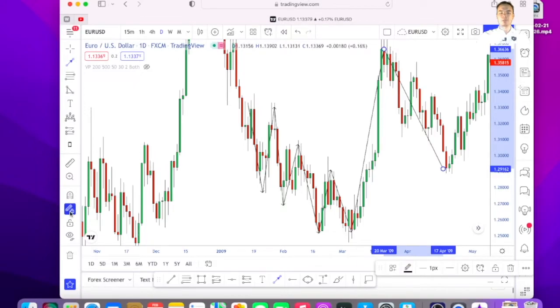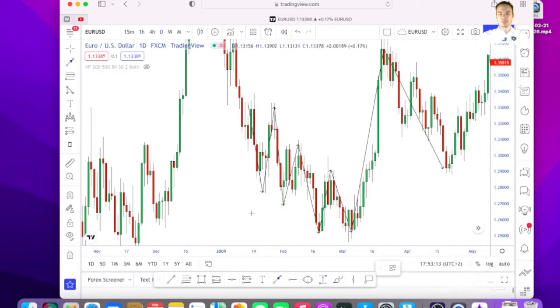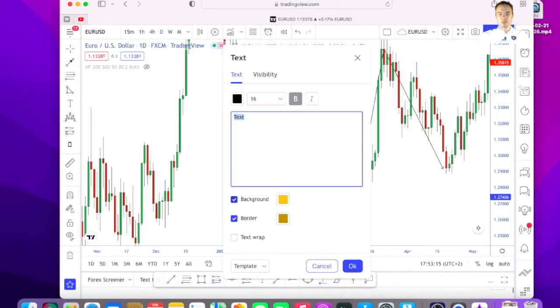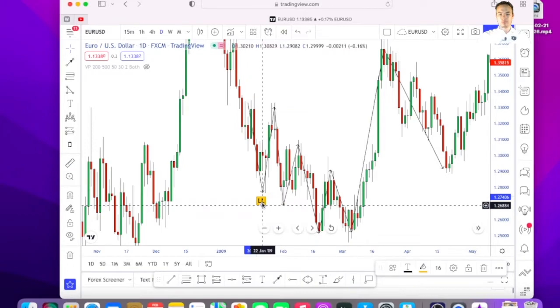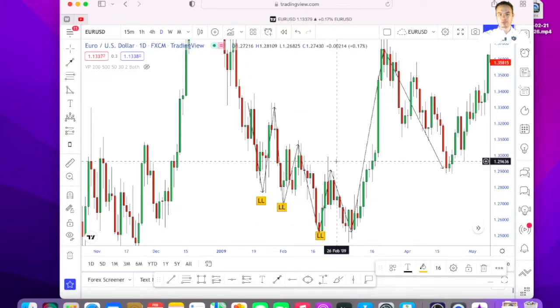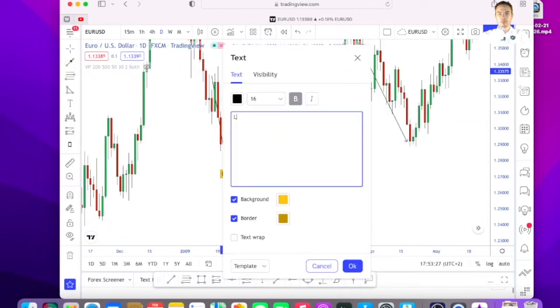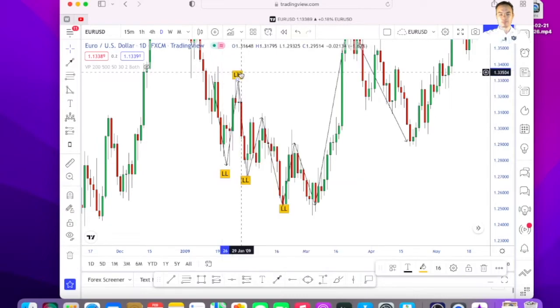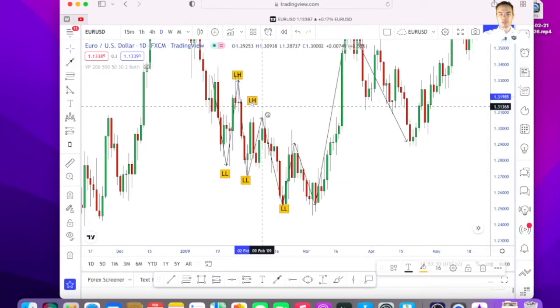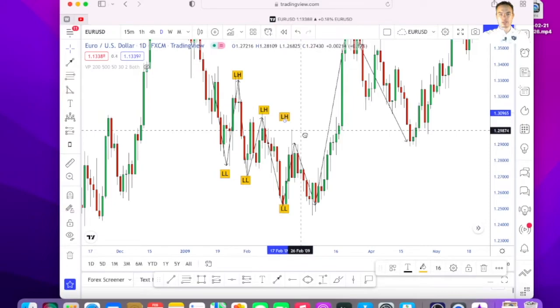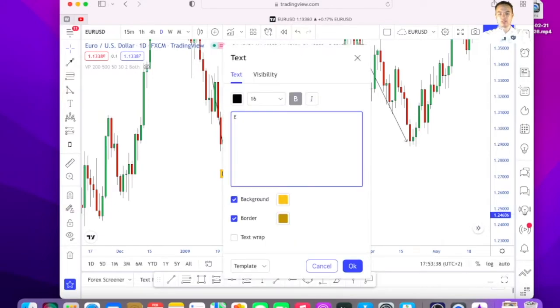So if I write down here, lower low, lower low, lower low, lower high, lower high, lower high, equal low.